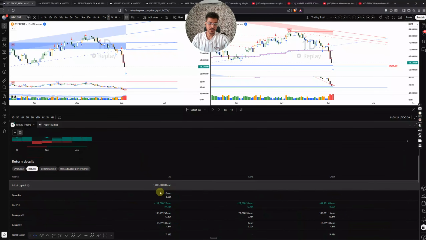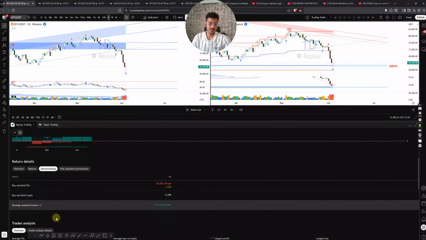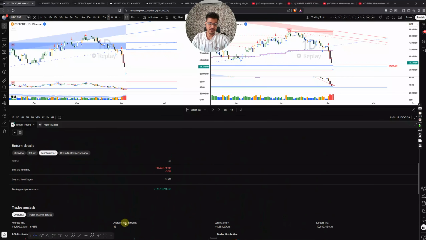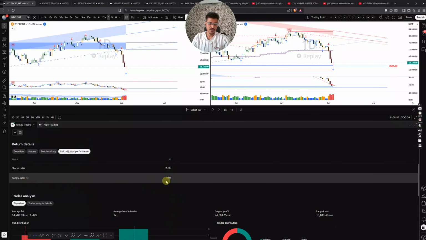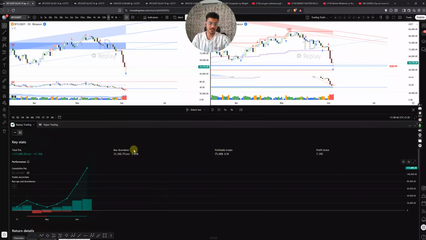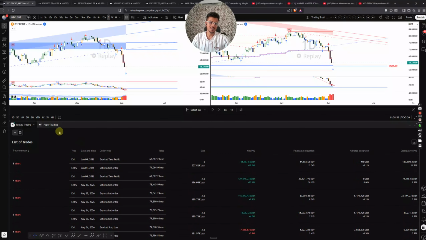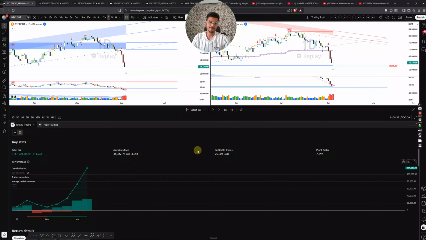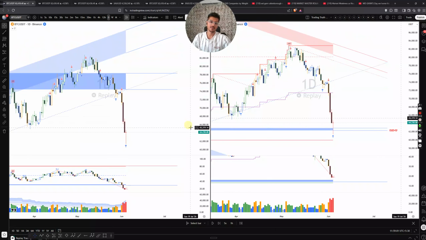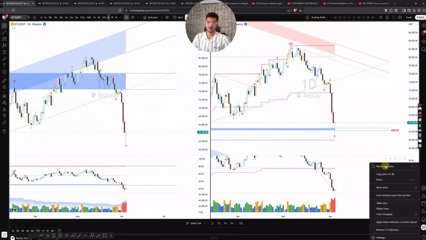Returns you can see here. Right. Benchmarking, buy and hold PNL was this. Strategy performance is this. So you can see all this stuff. Risk adjusted performance. Sortino ratio this, Sharpe ratio this. Sharpe is still less, so we might need to look at that. But yeah, see, guys, Sharpe ratio doesn't tell you much about human intuition. It just cares about the data. It doesn't care about the quality of that data.